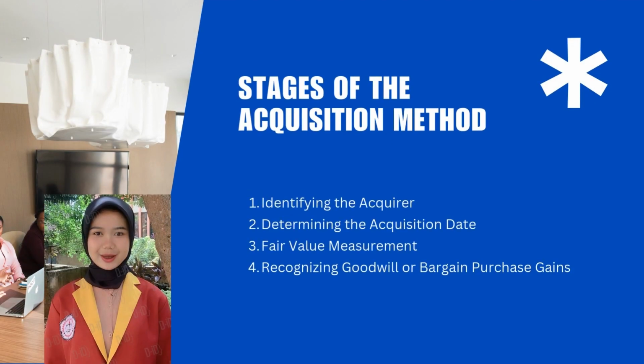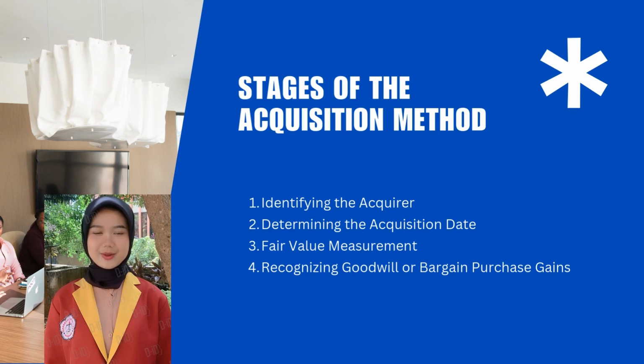Stages of the acquisition method. 1. Identifying the acquirer. A thorough analysis is needed to determine who actually has control. The entity that pays more is not always the acquirer. 2. Determining the acquisition date. The date on which the right to control the acquired entity effectively changes hands. Very important because it determines the point of accounting recognition.